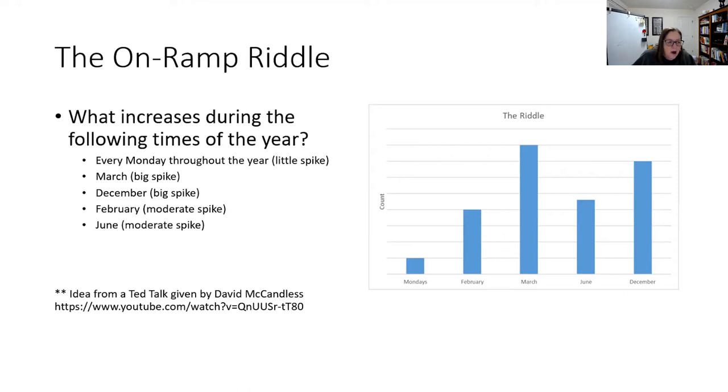Okie dokie. So over here, what I want you to look at and guess, think about something, some kind of activity, not multiple activities, but one activity that has the following pattern. It spikes every Monday of every week, of every month throughout the year. And then it spikes really big in February and June. And then biggest of all, it spikes in March and December. Can you think of what might be happening that would take on that kind of behavior as a data set? So just pause your video for a second and give it your best shot.